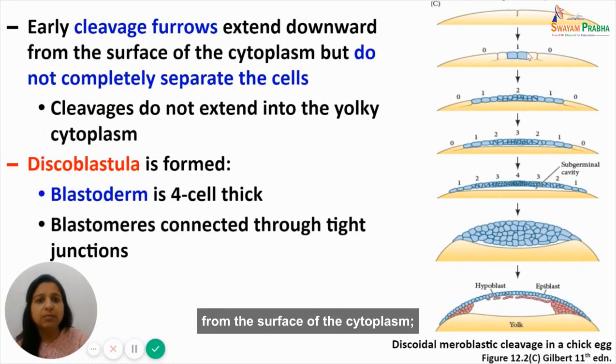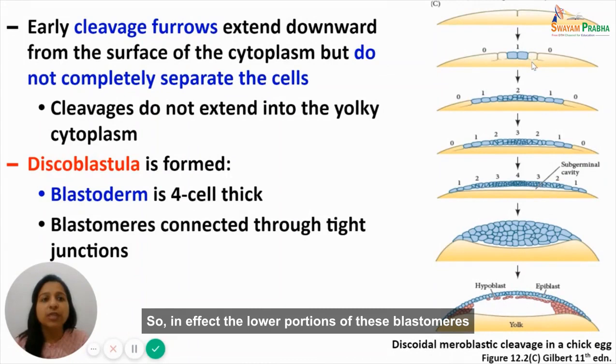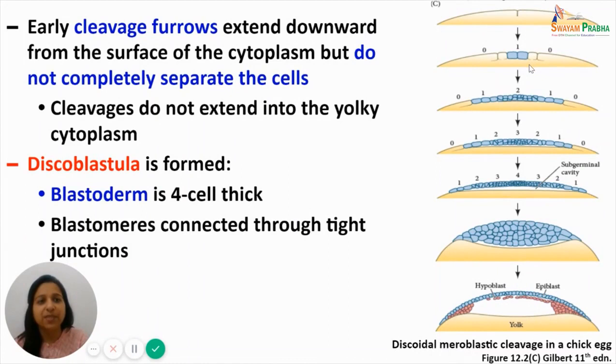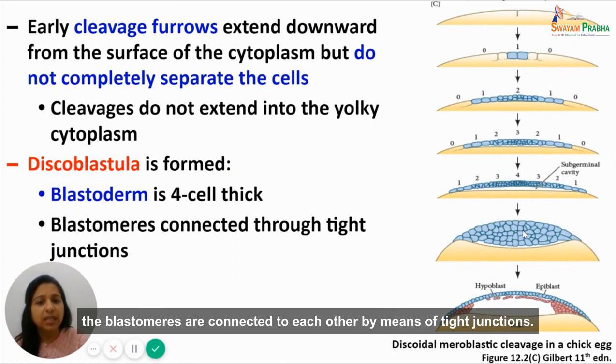However, they are not able to completely separate the cells. The cleavages are not able to extend into the yolky cytoplasm. The yolk impedes the formation of the cleavage furrow through them. So, in effect, the lower portions of these blastomeres that are being formed are in continuation with the yolk lying below them. With further cleavages, a discoblastula is formed, in which the blastoderm is somewhat four cells thick. The blastomeres are connected to each other by means of tight junctions.